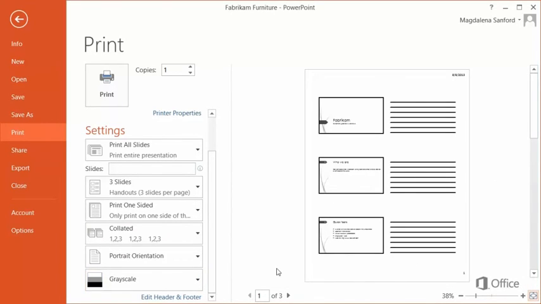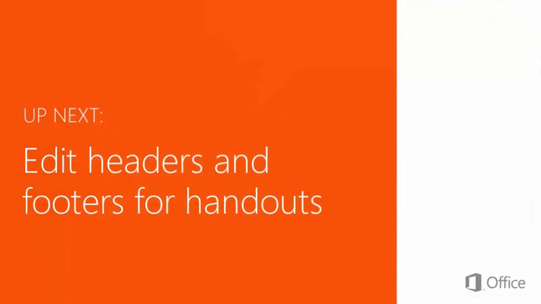So I've picked a layout, page orientation, and color setting for the handout. Up next, before we print, we'll edit the headers and footers.